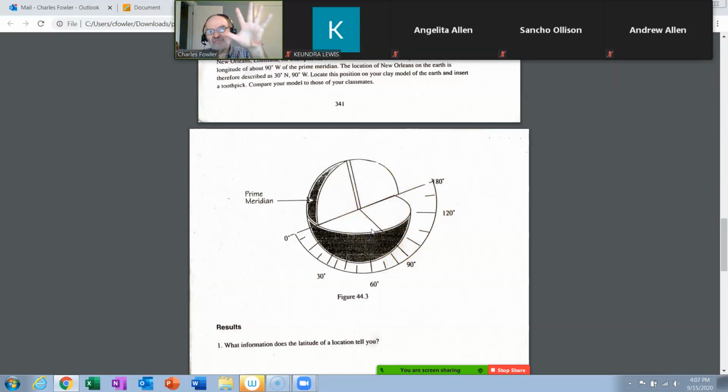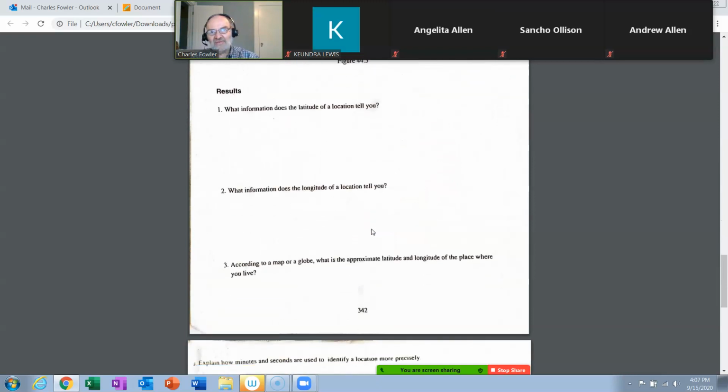So, the first 5 points, the first 5 values on your test are right down here. What information does latitude of a location tell you? Now, I've just said it sort of quickly. Go back and read the first part of the lab. You'll find the answer to that. Then what information does the longitude of a location tell you? Go back to the first part. That part I sort of went through pretty quickly. You'll find the answer to those two. Now, third part, we get down to practical stuff. According to a map or a globe, and if we were in class, I would have these atlases out there for you.